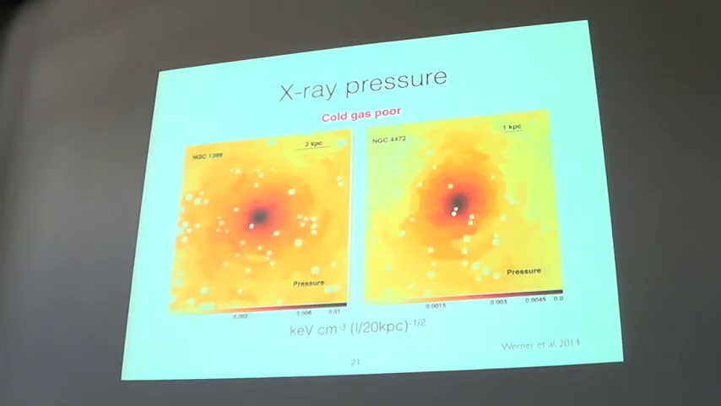What are the masses of the cold gas? Of the cold gas, we're talking about 10 to the 7, 10 to the 8 solar masses of the molecular gas. But it does have some assumptions in there about conversion factors, which are not certain.